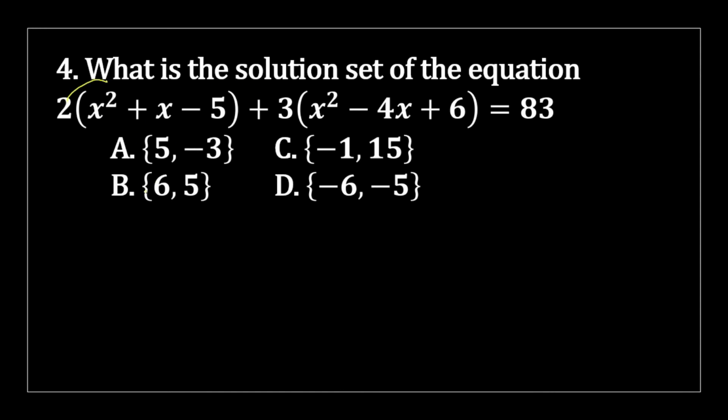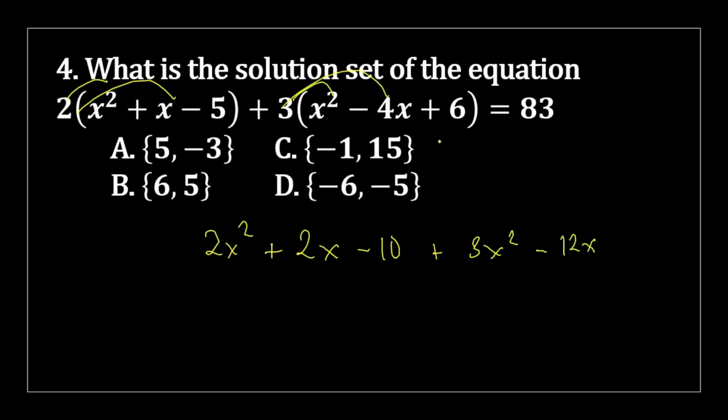So 2 times x squared is 2x squared. 2 times x is positive 2x. Then 2 times negative 5 is negative 10. Now we should add this to 3 times x squared, which is 3x squared. 3 times negative 4 is negative 12x. 3 times positive 6 is 18.